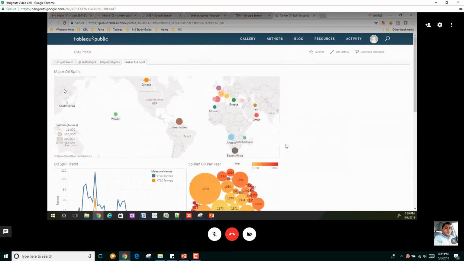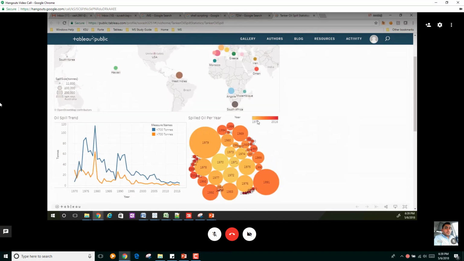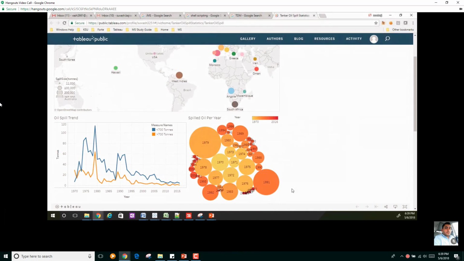And these are the areas around the world over the time period that we have data for. The most oil spills took place in the European and Mediterranean area, and this is the West Indies area where the largest oil spill took place. And if you can see, in spilled oil per year, we have 1979 and 1991 as the years of major oil spills.